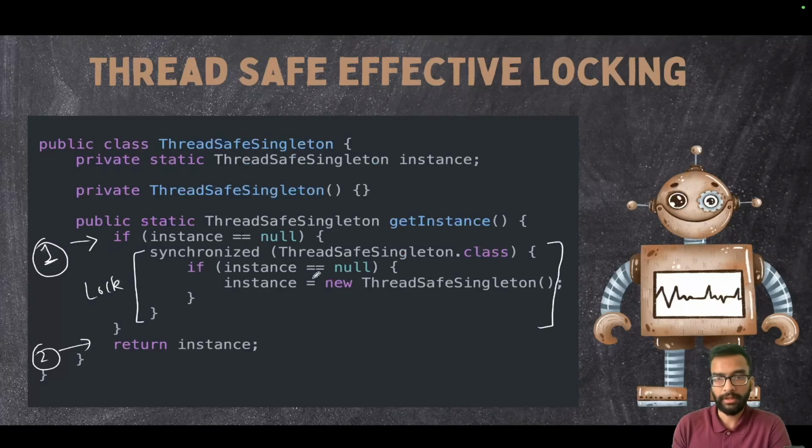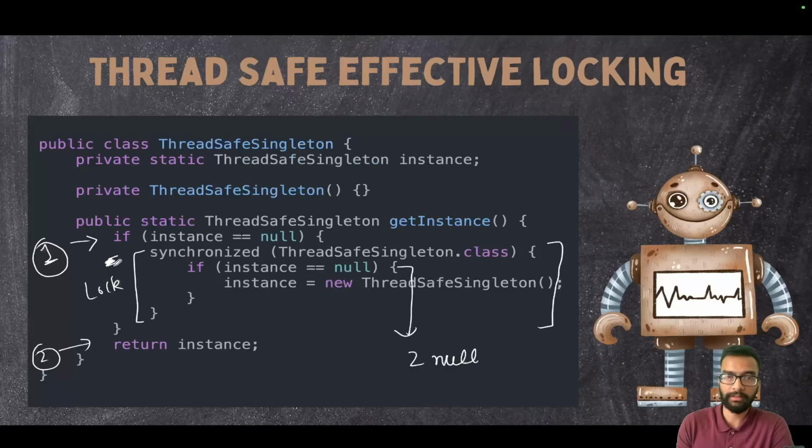Now the question is why we have this second null check again. So the thing is, let's say there are three threads, thread 1, thread 2, and thread 3. All of them reach this stage, but they see a lock. So let's say T1 starts executing that. T2 and T3 will wait, because T1 has already locked it. So T1 will create an object.